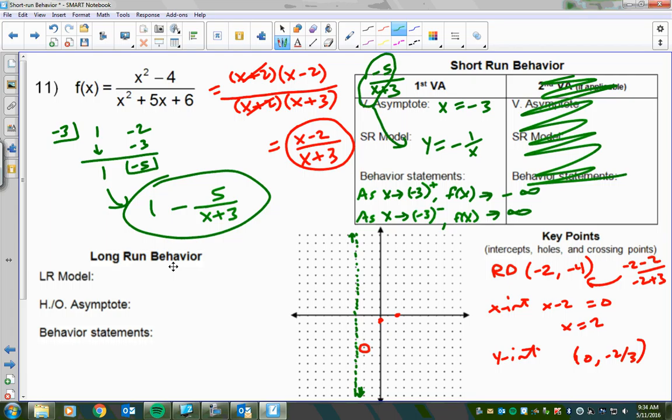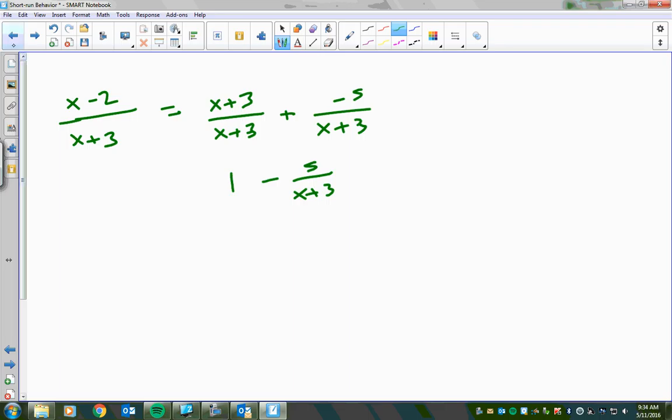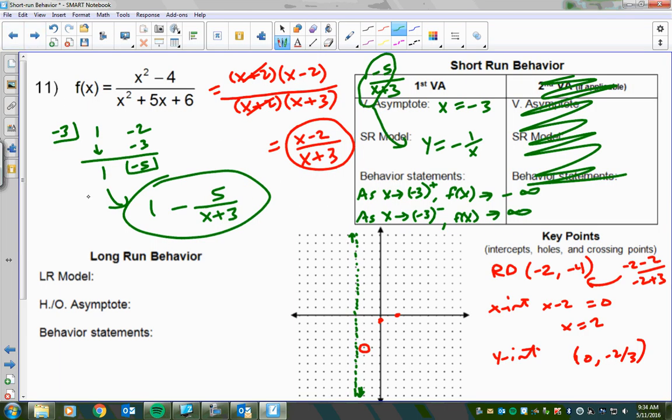So you could have done long division, got this result. You could have done synthetic division, gotten this result. Or in this case, you could have taken this approach and gotten the same result. Also, the division always works. All right, so what's the long run asymptote? Y equals what?